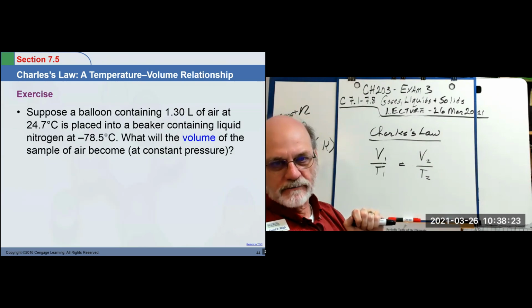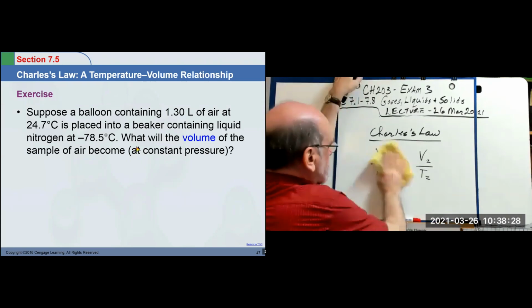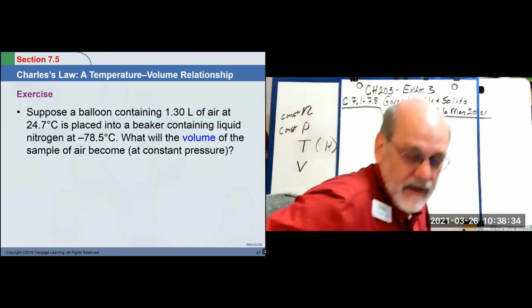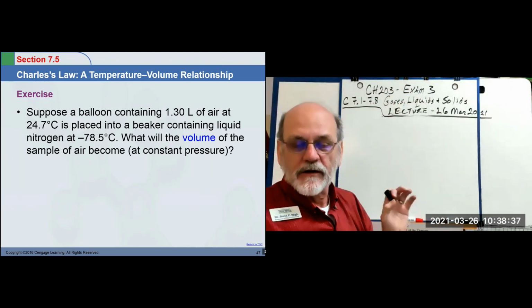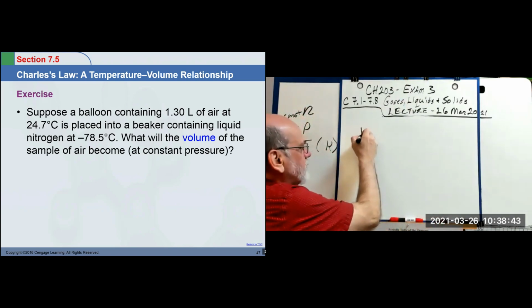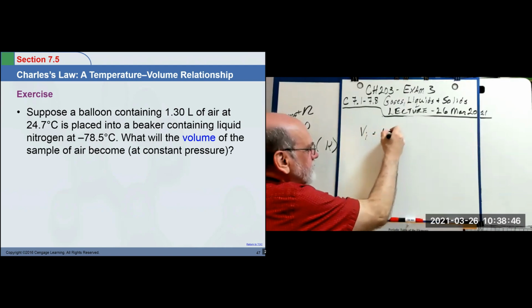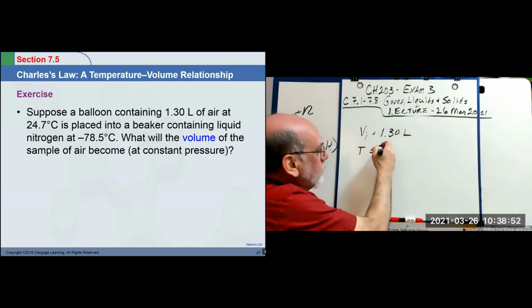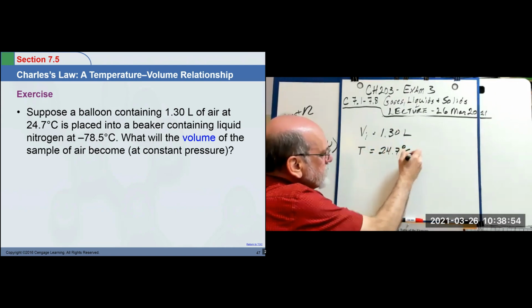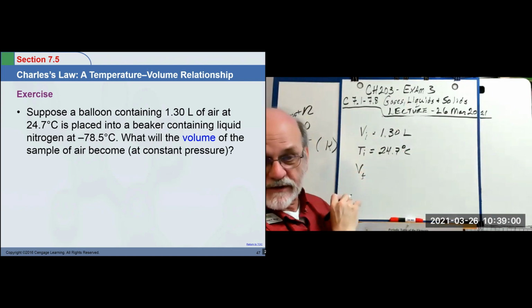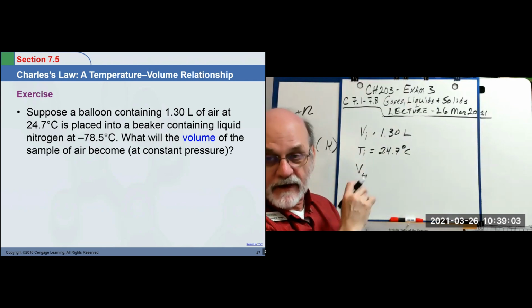All right, that's Charles' law. So if we have this one, I know I'm going to run out of time. So we'll just say, all right, if you have a balloon that contains 1.3 liters of air, and the temperature is 24.7 degrees centigrade. What's the question? What's the volume of the sample if the pressure is constant?